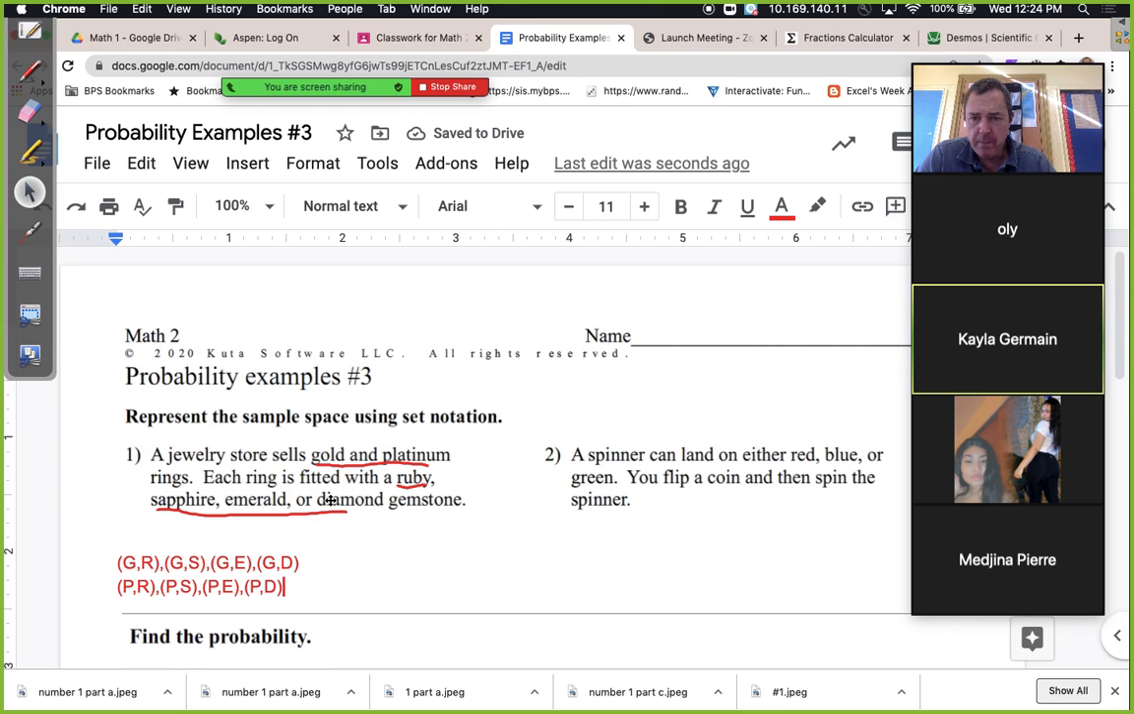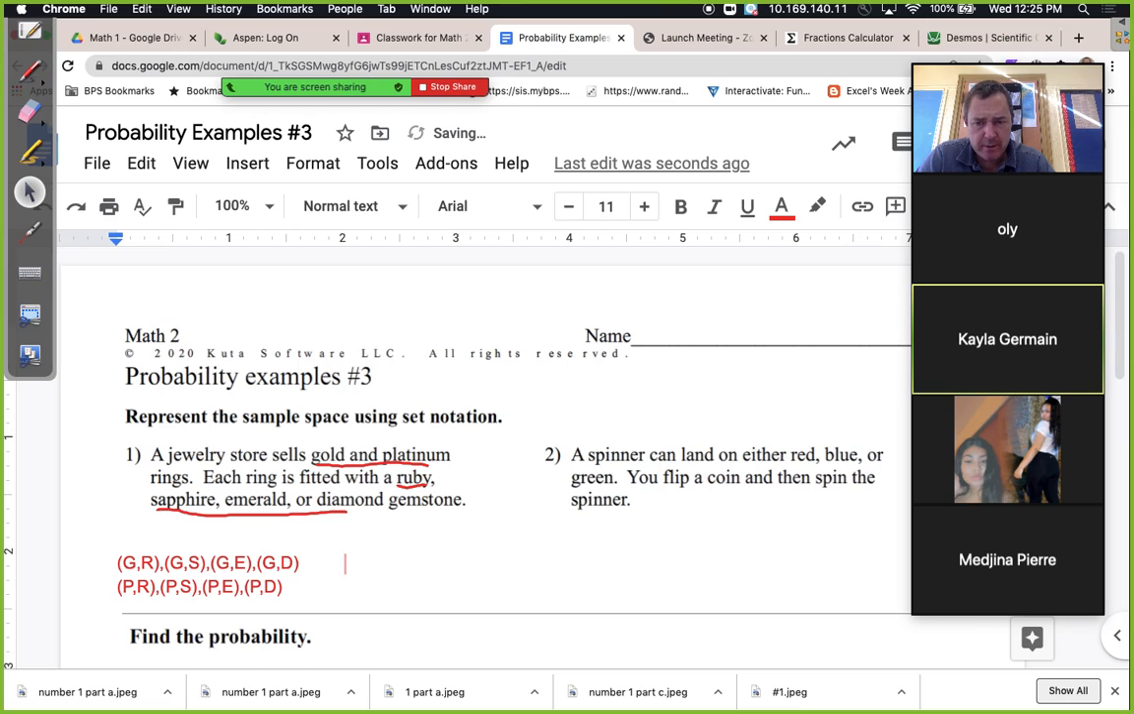All right, so I pick one of these for the type of ring, and I pick one of these 4 types of stones. So I could pick gold and ruby, gold and sapphire, gold and emerald, gold and diamond. That's these first 4 choices. Or I could pick platinum and ruby. So I put PR. Platinum and sapphire, PS. Platinum and emerald, PE. Or platinum and diamond.